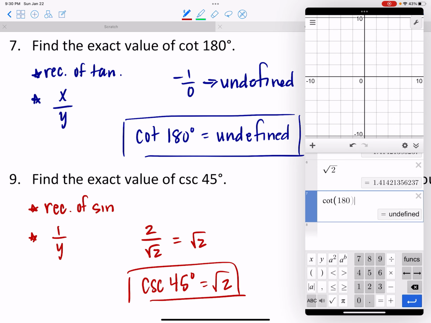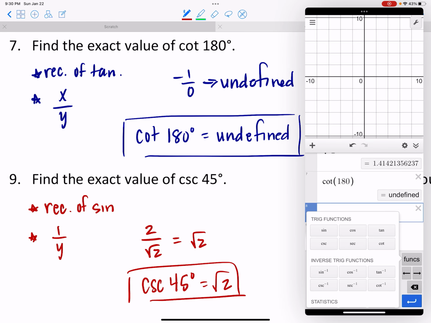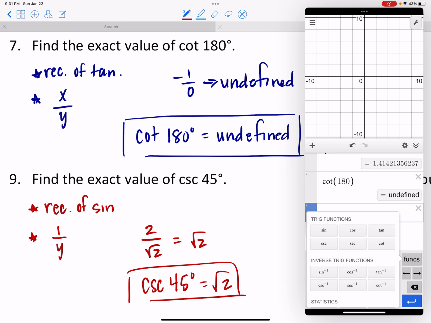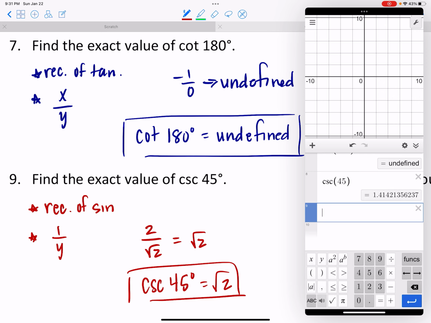And since we have it in a minute, let's just verify. Nope, that's secant. Goodness. Cosecant of 45 degrees is the same as radical 2, which is 1.141-ish.